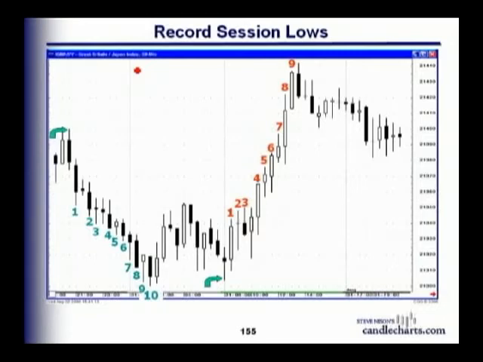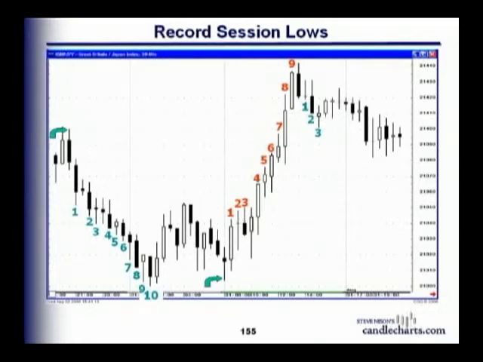So record session 9. What would get us nervous about record session 9 in the red? What candlestick signal? Dark cloud cover. Yep. All right. So you say we have a dark cloud cover in an overbought market. So let's look. See, we're starting the count all over again.